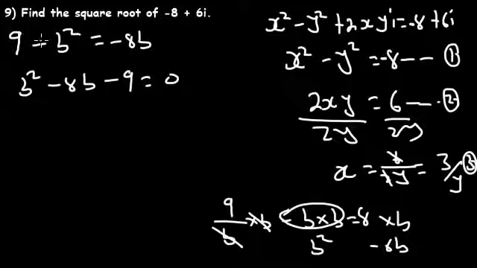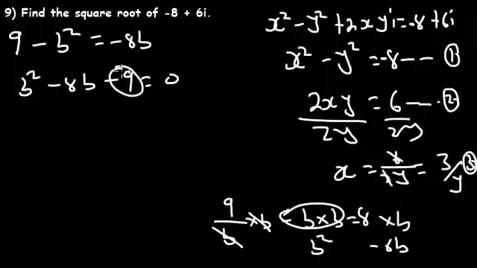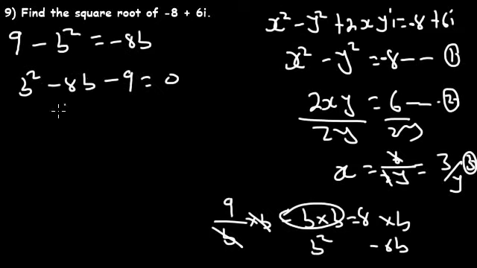In other words, you can just add b squared to both sides and at the same time subtract 9 from both sides. Now at this point, we need to factorize: what two numbers multiply to negative 9 and at the same time add up to minus 8? Well, we already know the answer. That will be 9 and 1. And this will simply be minus 9 plus 1.